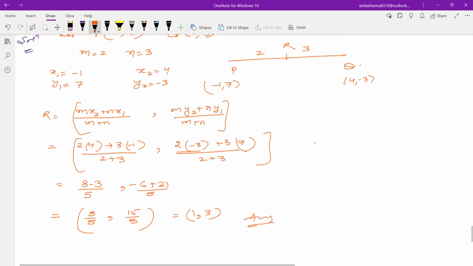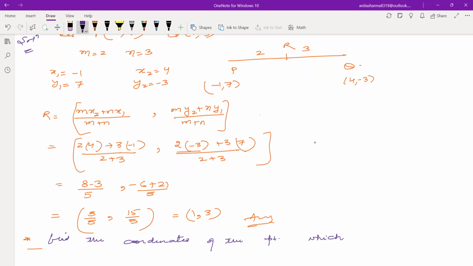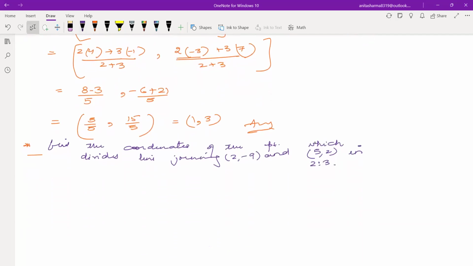Same like this. Find the coordinates of the point which divides the line joining (2, -9) and (5, 2) in the ratio 2:3. Fine, beta.